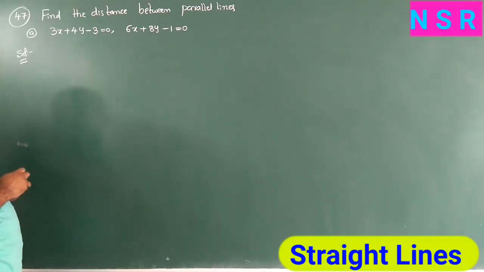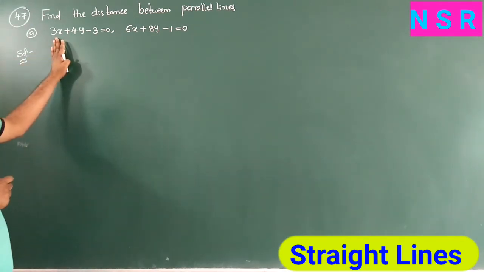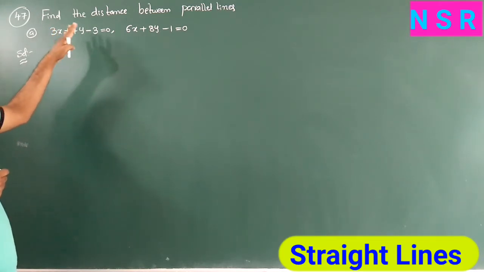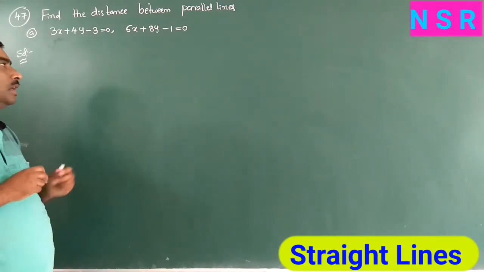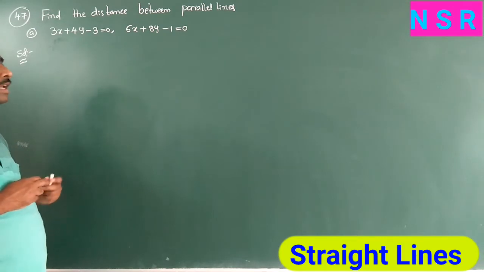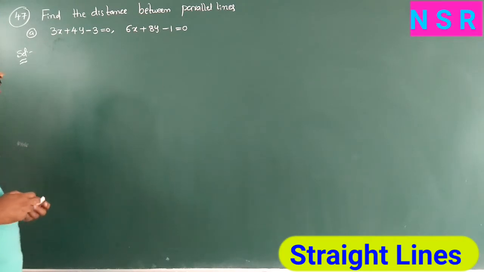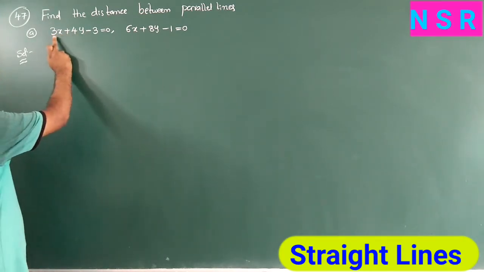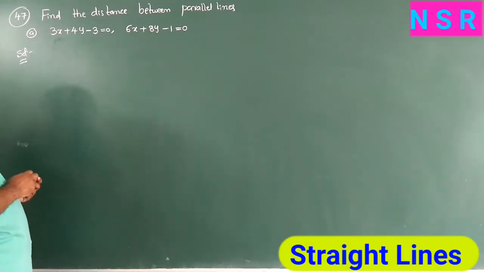So how to know the given lines are parallel lines? How to confirm these lines are parallel lines? If the x coefficient and y coefficient of both lines are equal and the constants are not equal, then those lines are parallel lines. So observe here, x and y coefficients are 3 and 4, here x and y coefficients are 6 and 8. So how to change these two lines into parallel lines?